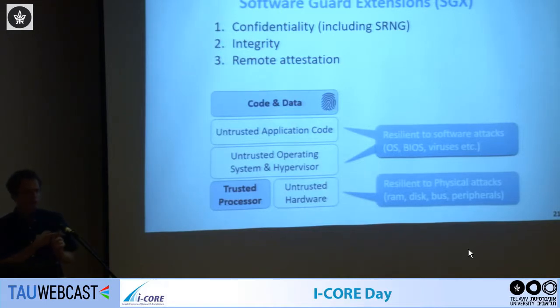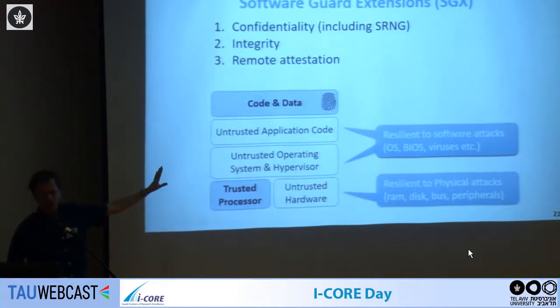Integrity, meaning that the user cannot affect the execution with or without understanding what's going on. And finally, remote attestation, where Alice is able to prove to Bob that she has done what she says she's done. I'll spend 2 more seconds on that.